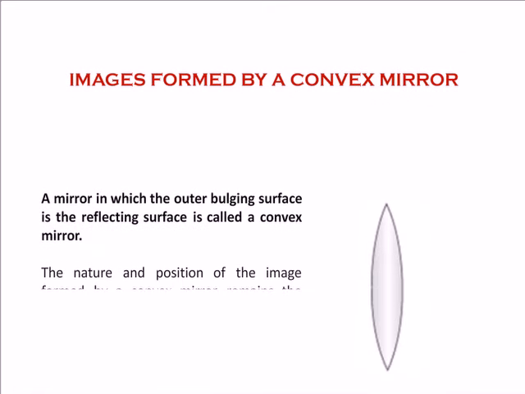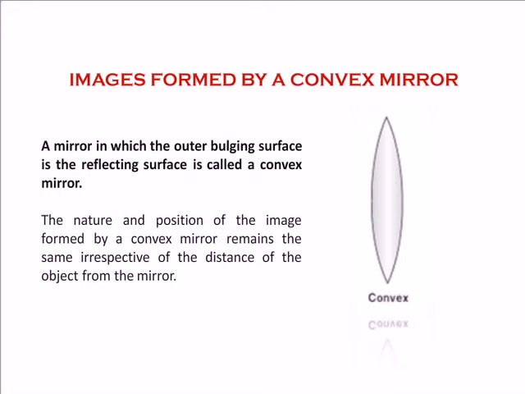Images formed by a convex mirror. A mirror in which the outer bulging surface is the reflecting surface is called a convex mirror. The nature and position of the image formed by a convex mirror remains the same irrespective of the distance of the object from the mirror.